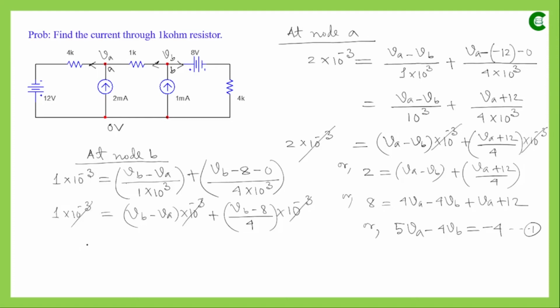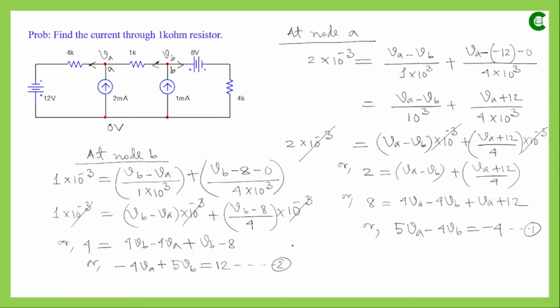Now if we simplify this equation further, it will be 4 equal to 4VB minus 4VA plus VB minus 8. Simplifying further, it will be minus 4VA plus 5VB, and if we take this minus 8 to the other side, it becomes 12. So this is our second equation.